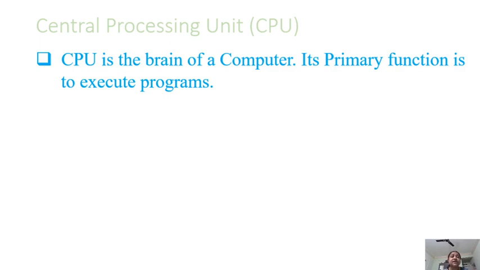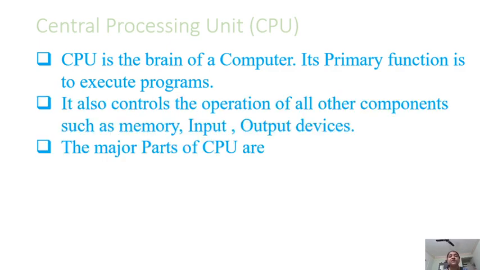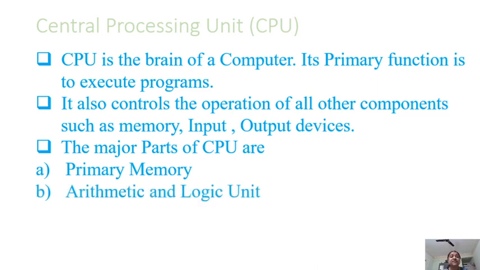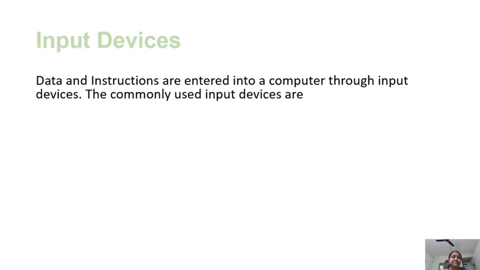What is central processing unit? It is the brain of a computer. Its primary function is to execute programs. It also controls the operation of all other components such as memory, input, and output devices. The major parts of CPU are primary memory, arithmetic logic unit, and control unit.